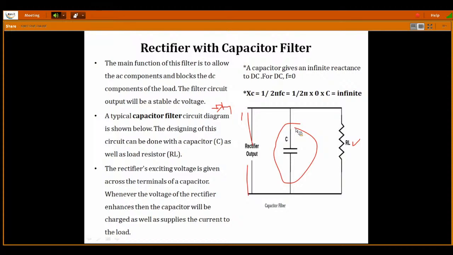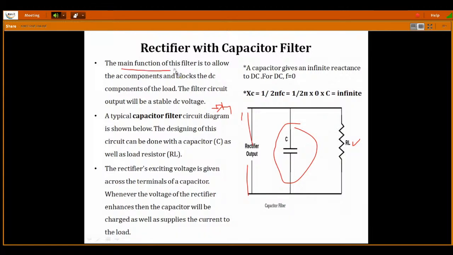I will show you the half wave rectifier and full wave rectifier separately with the capacitor filter. Meanwhile, we will see what a filter is, what a capacitor filter is, and how it removes the AC component, the AC ripples present in the output of the rectifier. That we will see in the present slide.